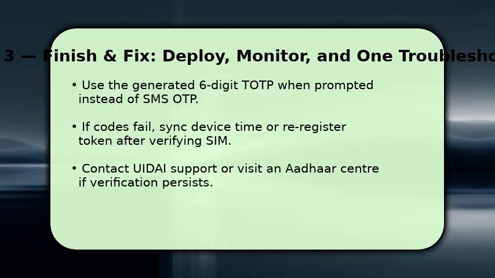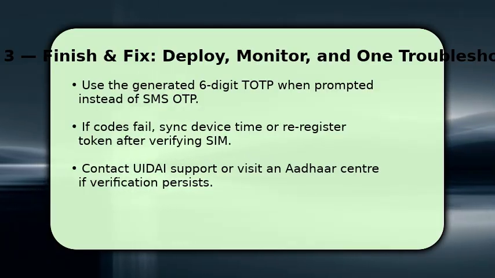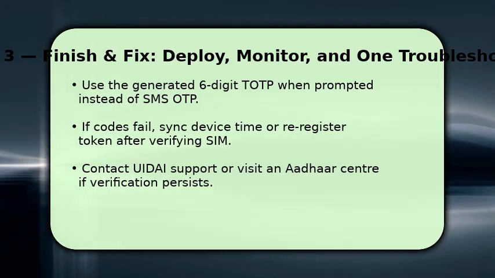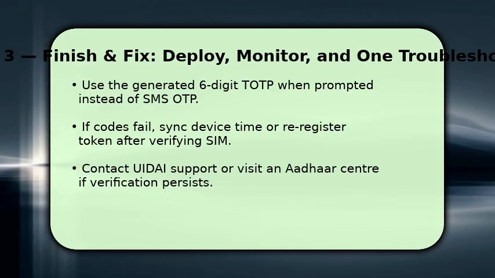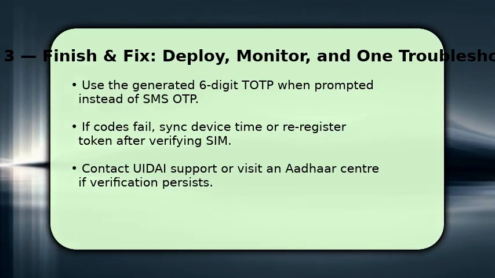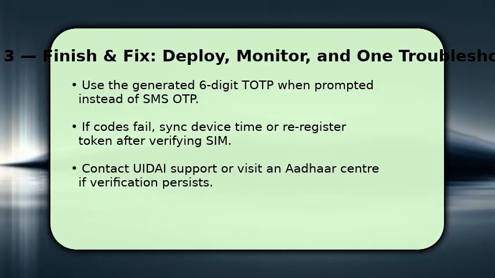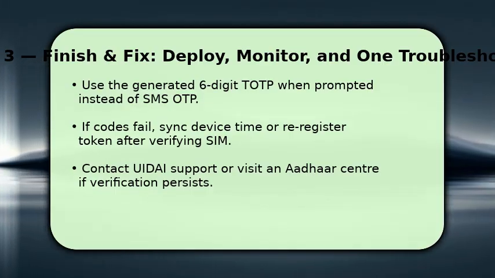If a code is rejected, first make sure your phone clock is set to automatic network time and resync. Time drift breaks TOTP. If problems persist, rerun token setup or verify your mobile number with Aadhaar. Sometimes SIM changes require re-registration. If none of that works, contact Aadhaar support or visit an Aadhaar center for assistance.